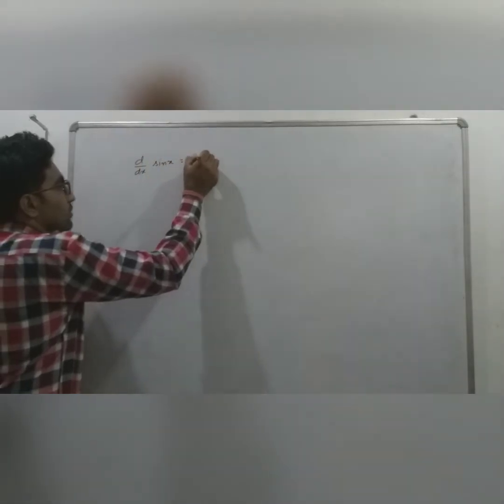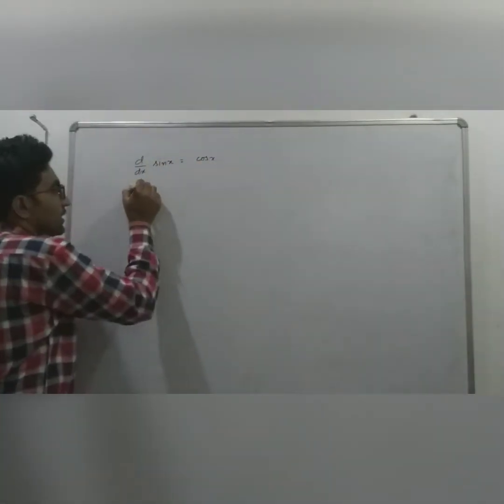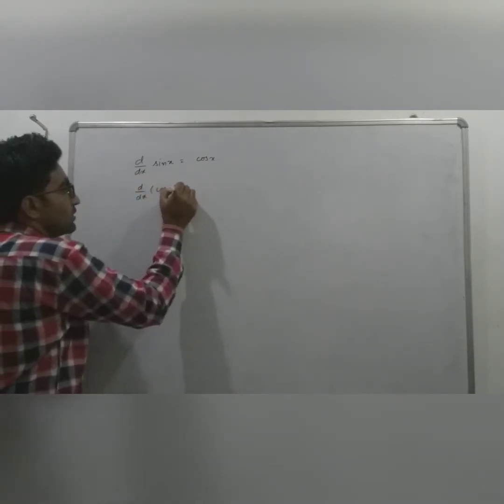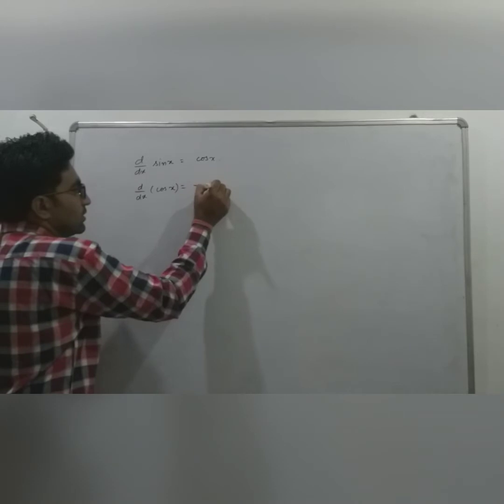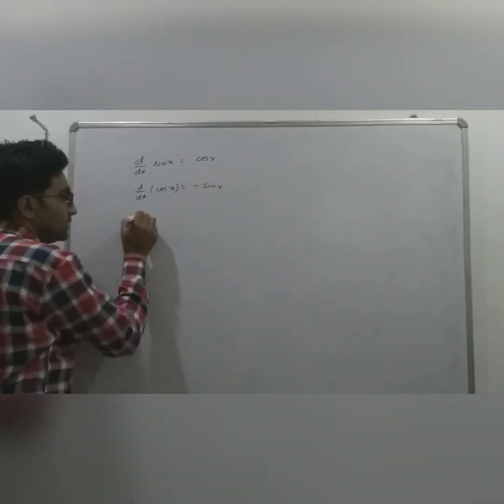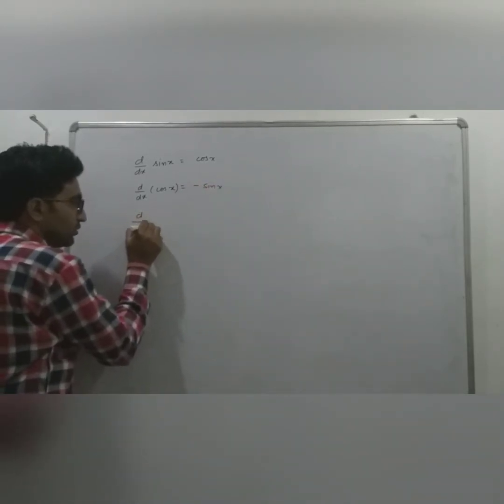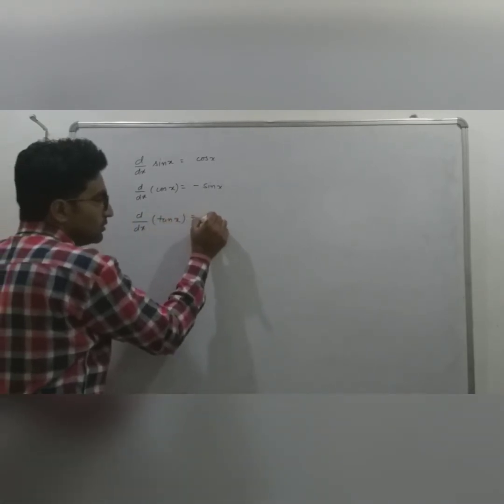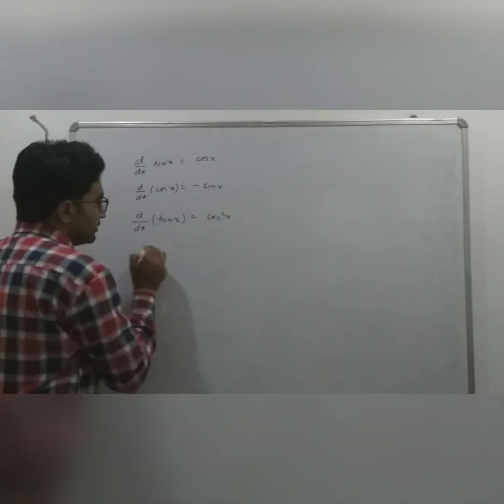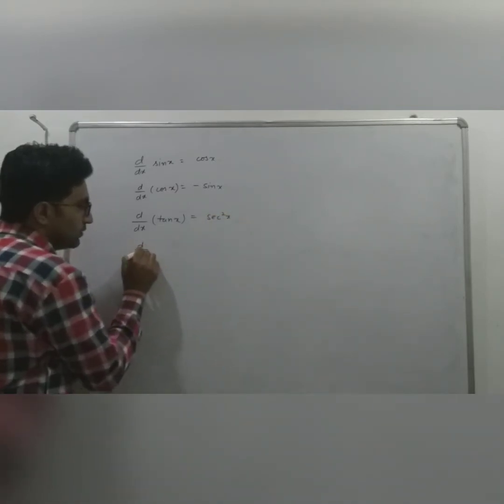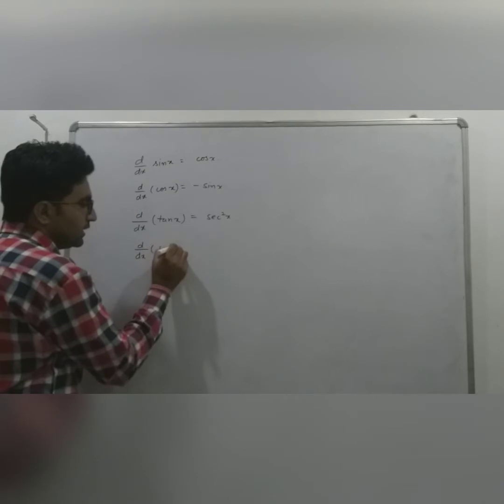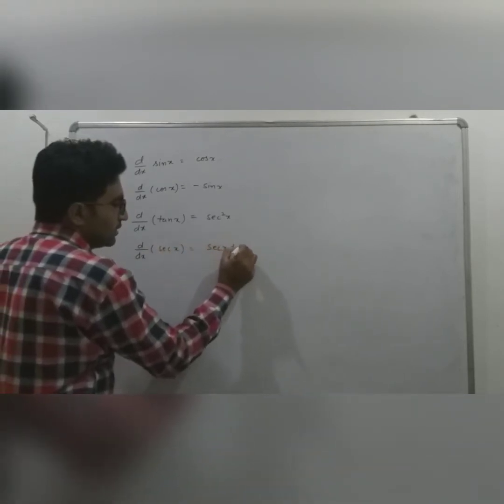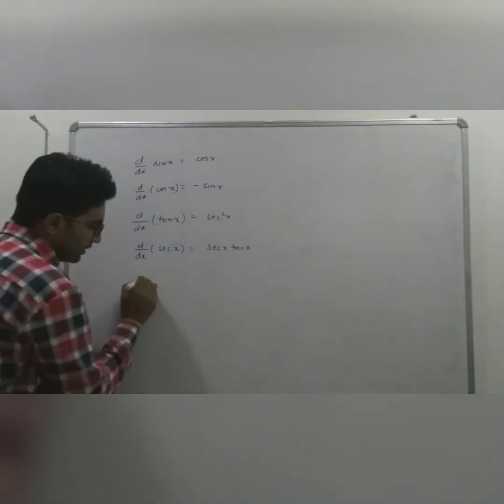is equal to cos of x, and differentiation of cos of x is equal to minus sine of x. In the same manner, differentiation of tangent x is equal to secant square x. Differentiation of secant x is equal to secant x tangent x.